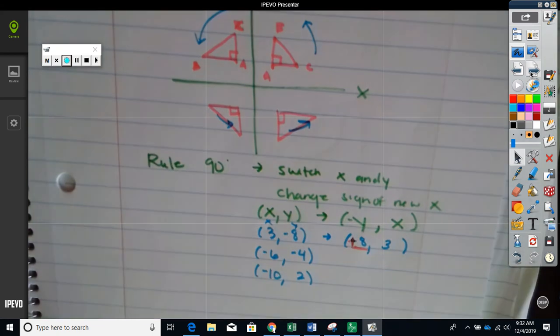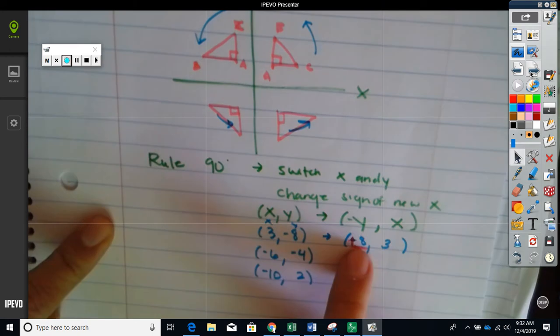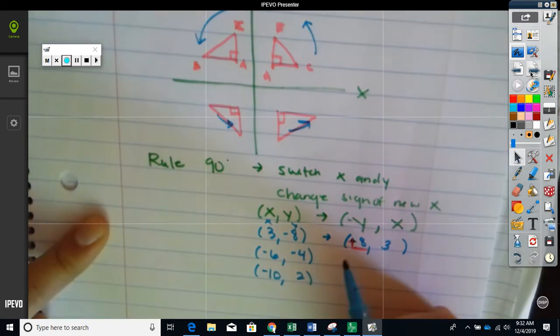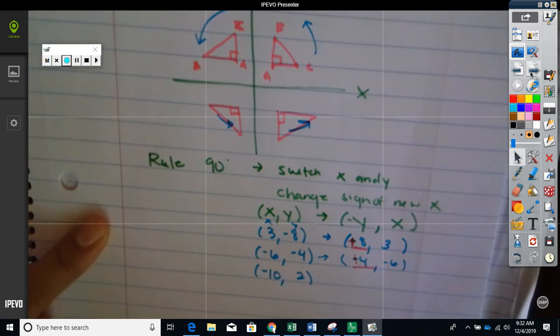Does everybody see that? I switch them, and then I change the sign of the new x. So here I switch them, and so this would be -4, -6. I change the sign of the new x, and that becomes positive.